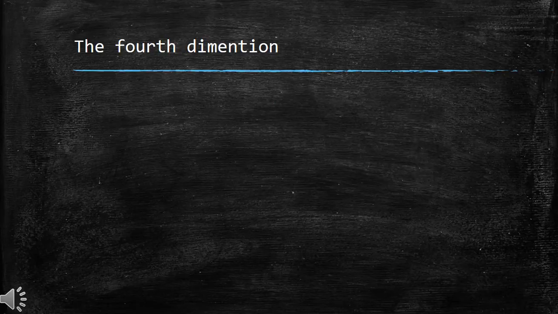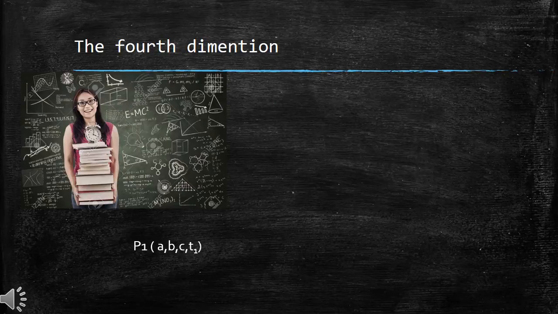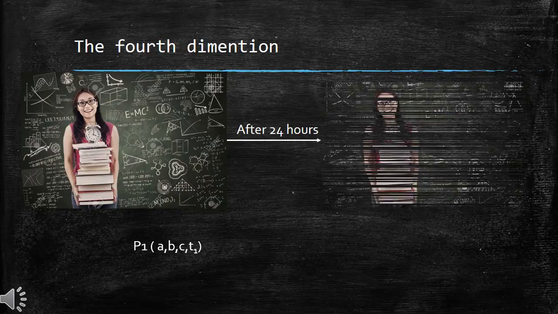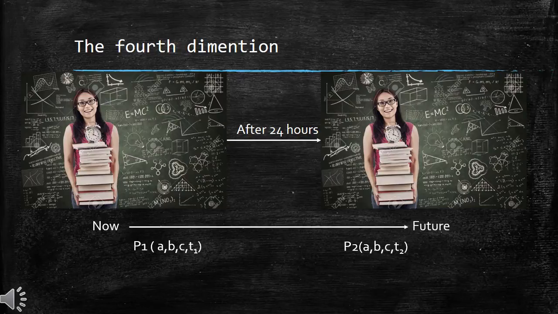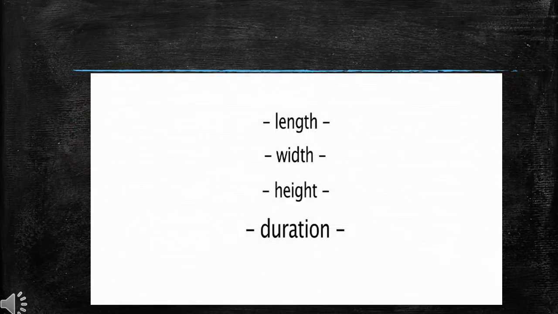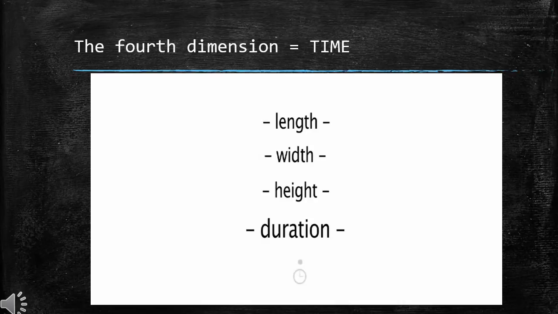Let's imagine it this way: a girl stands at a position at 4 p.m. Let's say tomorrow she will stand at the same position at the same time, 4 p.m. Even though the girl doesn't change, the first girl is totally different from the second girl. So time is a fourth dimension.